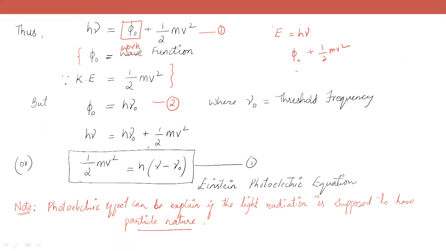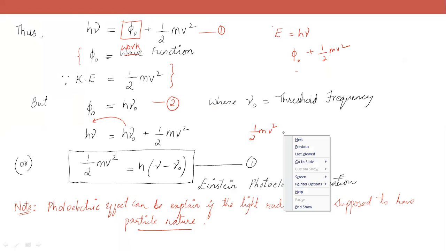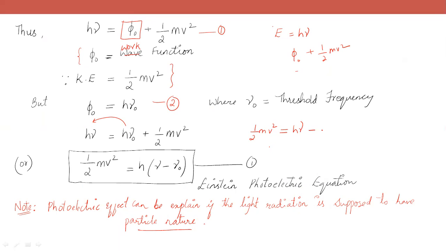So now we need to simplify it. When you go for the simplification, you need to shift this term to this side. That is h nu naught, which was plus. When you shift it toward the left side, it becomes minus. Therefore, you will get the equation as 1 by 2 mv square, that is kinetic energy, is equal to h nu, and as we are shifting toward this side, it becomes minus. Therefore, minus h nu naught.